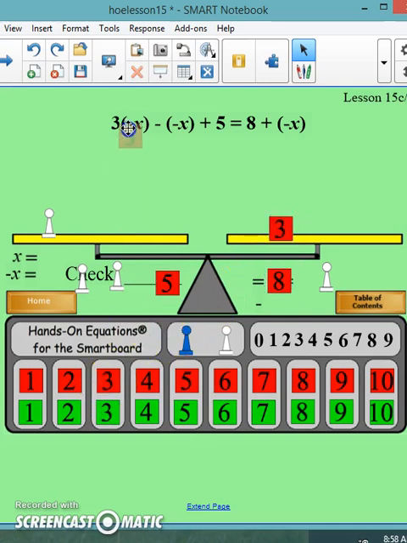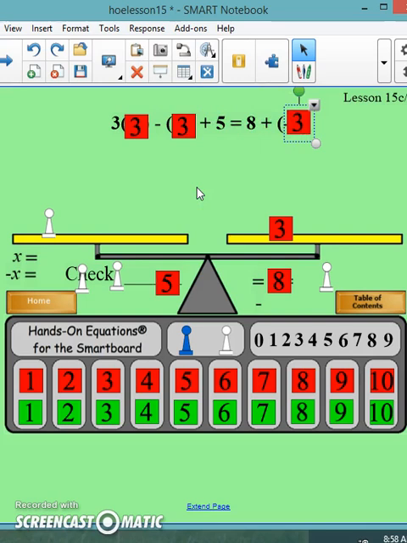So anywhere there's a star, I'm going to add a positive 3 into my equation. And I would multiply. 3 times 3 is 9, minus 3 is 6, plus 5 is 11, and 8 plus 3 is 11. So my check for this equation would be 11 equals 11.